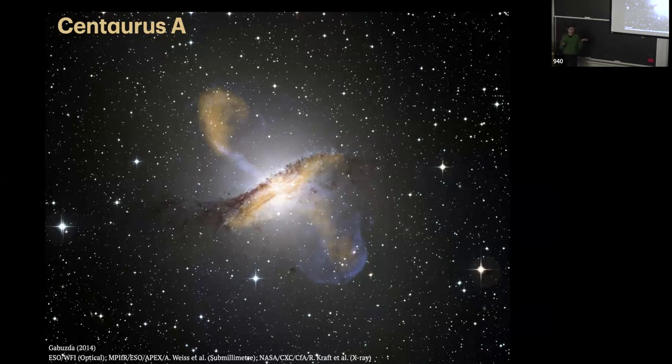This particular example is emission from a giant optical galaxy. The true color shows optical emission, and radio is shown in orange and X-rays in blue. So you can see the powerful jets shining far beyond the optical galaxy here in the middle.